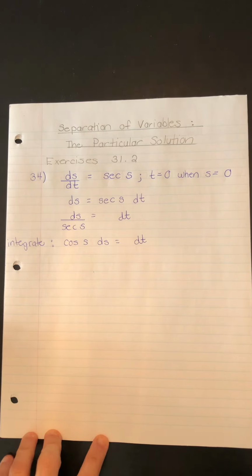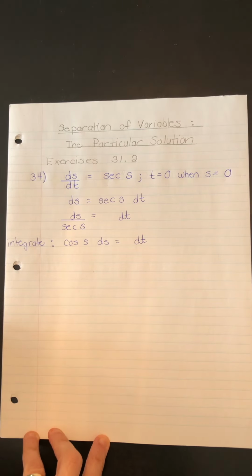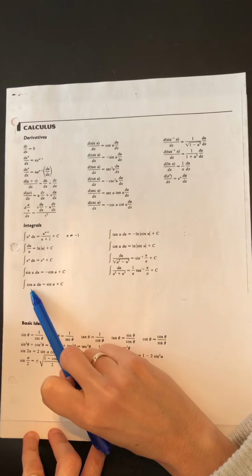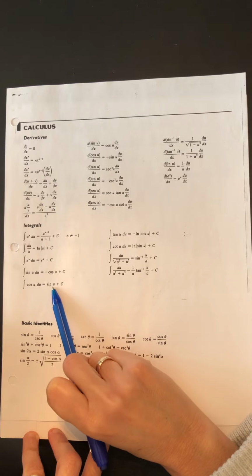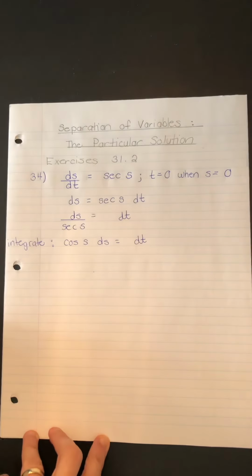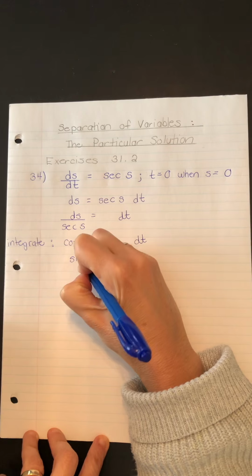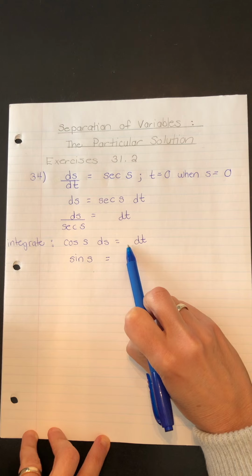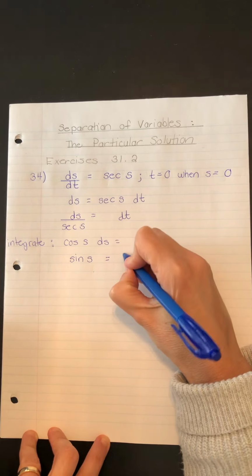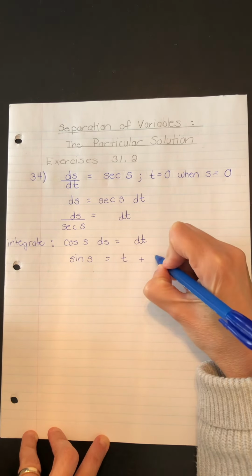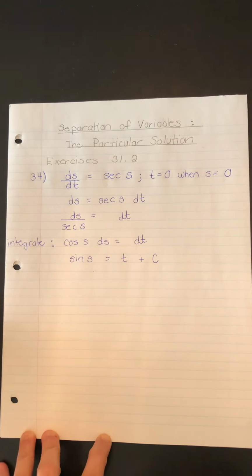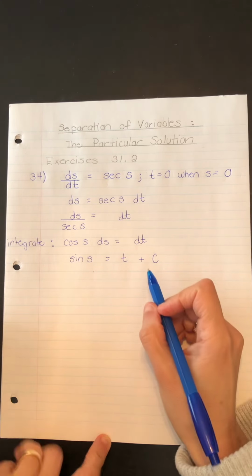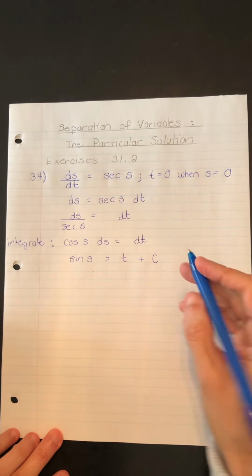Okay, so what is the integral of cosine s? So you can look it up here. The integral of cosine s will be sine s. So left side will be sine s. What's the integral of the number 1 with respect to t? That's t. And here, of course, is where we would introduce one constant of integration for the whole equation. This right here is called the general solution.